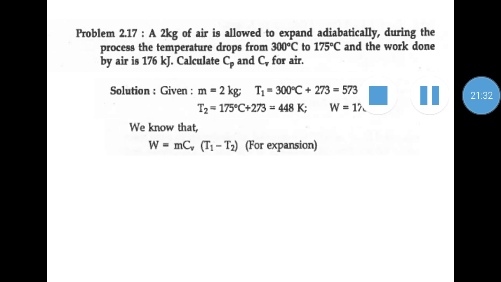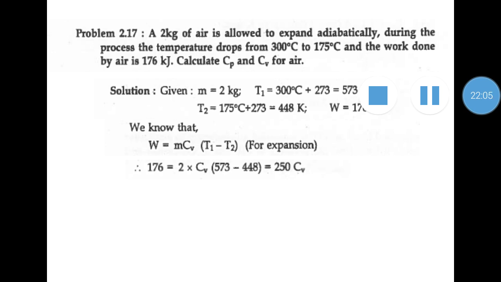We know that work done during an adiabatic process is given, for an expansion process, that is, it is expanded. In the problem he has given 2 kg of air is allowed to expand adiabatically, so the work done for expansion is m Cv (T1 minus T2). Here we don't know the value of Cv; we know W, the work done, m, T1 and T2. So the unknown is Cv, and we can calculate Cv by using this expression.